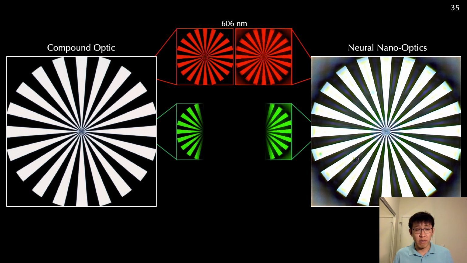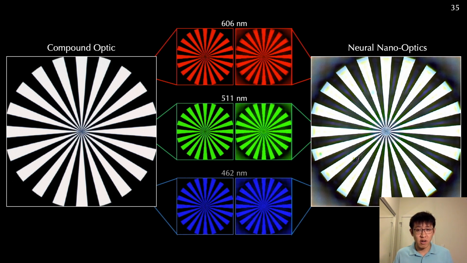We again performed a resolution test by using the Siemens star. And as you can see, we achieve a similar resolution quality across all wavelengths as the conventional camera, despite the Nano optic being orders of magnitude smaller in size.